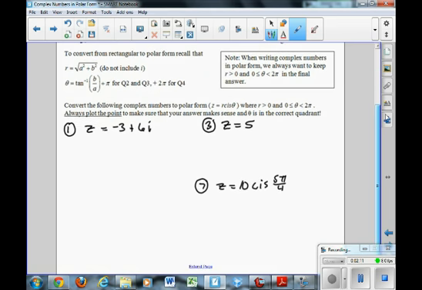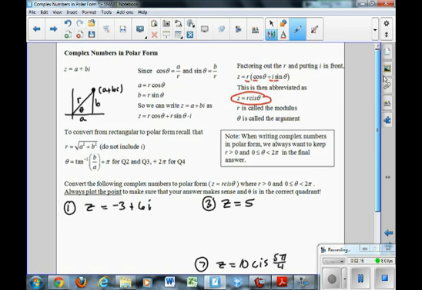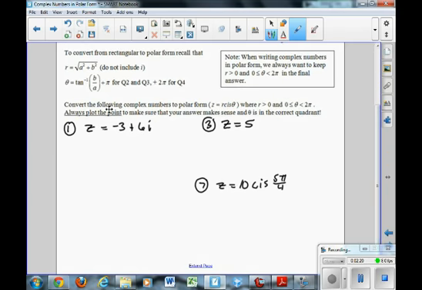So let's take a look at some problems. The worksheet that I gave you is the worksheet Complex Numbers in Polar Form. The first group of problems say convert the following complex numbers to polar form. And so here's a complex number. And remember, always draw a sketch. Always plot the point to make sure your answer is reasonable.